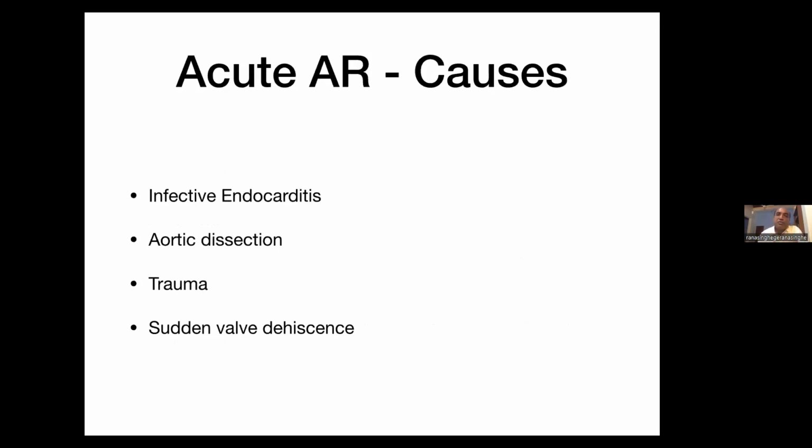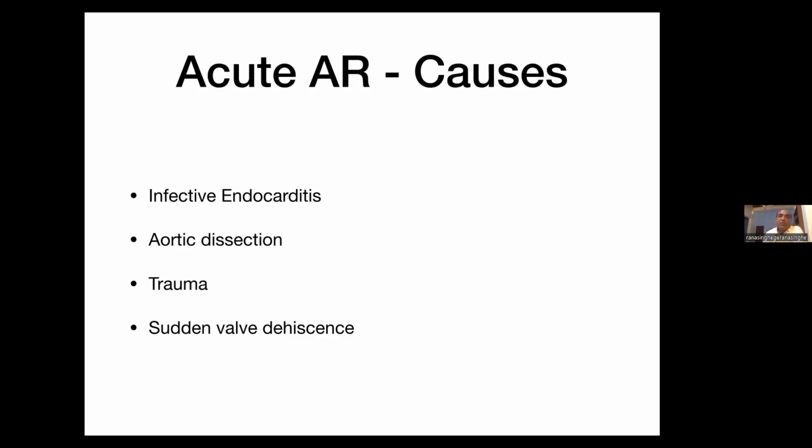So first I'm going to talk about acute AR. Before we go to acute AR, we must know what the causes of acute AR are. There can be problems in the valve, leaflet, and also the valve ring. As you know, the aortic valve has 3 cusps. Sometimes it can be 2 cusps, sometimes a single cusp. And there's a valve ring.